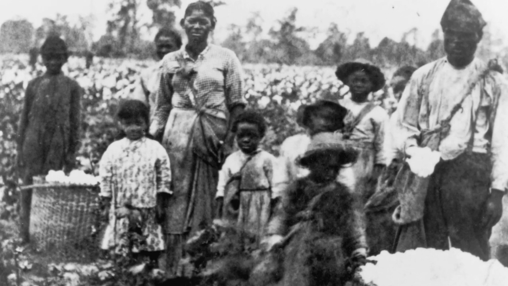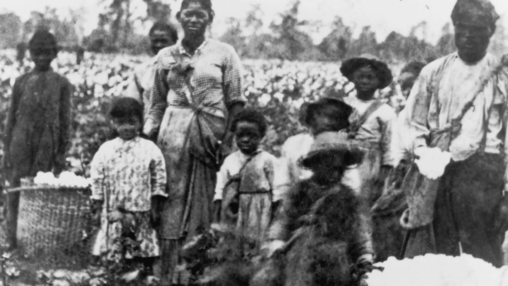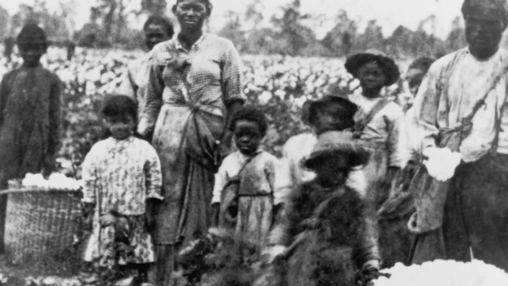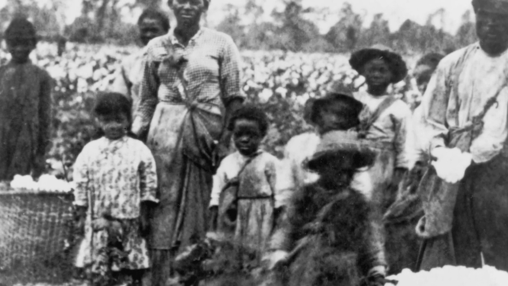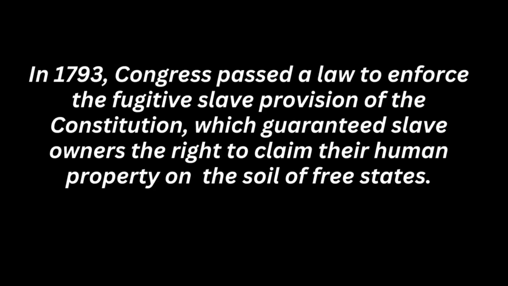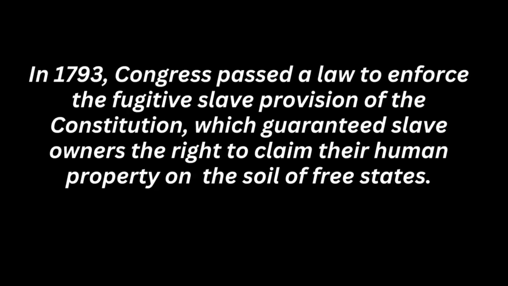The document of the Founding Fathers consigned millions of human beings to chattel servitude. In the 78 years between the writing of the Constitution and the end of the Civil War, the United States became the preeminent slaveholding nation in the world, with a population at the time of emancipation of 3.9 million, more than any other in history. In 1793, Congress passed a law to enforce the fugitive slave provision of the Constitution, which guaranteed slave owners the right to claim their human property on the soil of free states.